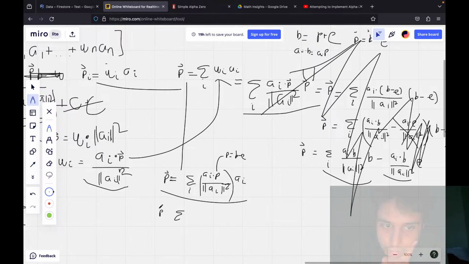So now P equals the summation over I of AI dot B. Finally, we're projecting B onto AI. Very nice. I'm glad to see that. What I've just written so far resembles the projection of B onto AI.